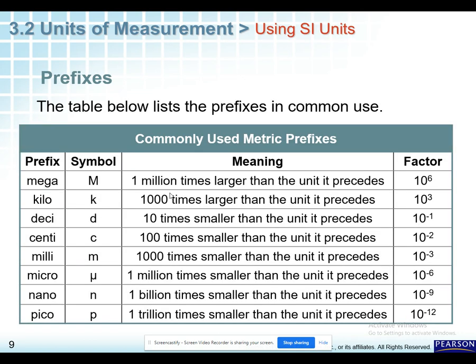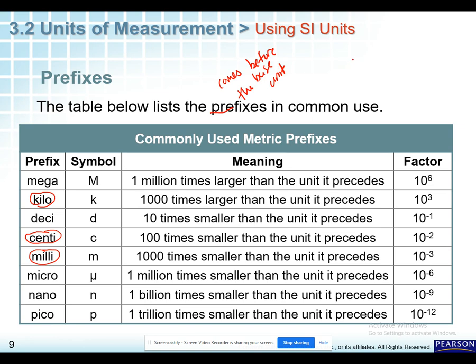Now, with all of those base units, we can actually add prefixes. Prefix, if you know what pre means, it means comes before the base unit. Common prefixes that you should be familiar with are kilo, centi, and milli. So these are common ones that we use in everyday life. Their symbols are k, c, and m. And these symbols come before our base unit.